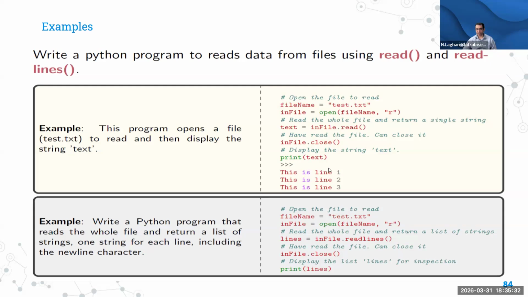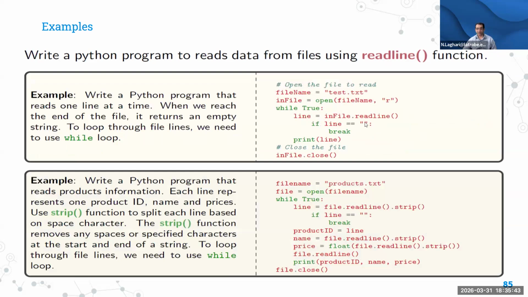So here with read it'll be just one single string. And in this case, readlines will return a list to us. And readline won't read all the lines at once. It'll be reading one line at a time, and we would need a looping structure for that to read the whole file. Okay, so that is one difference between the readlines and readline functions.